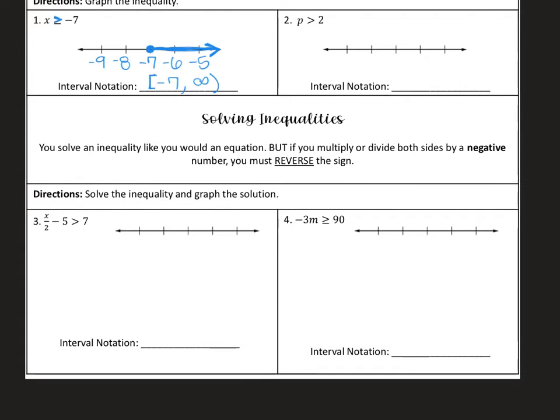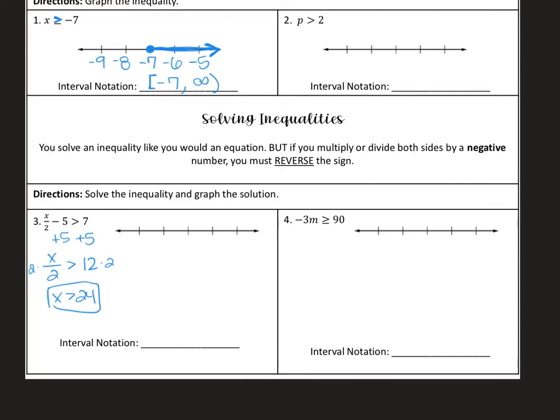So think about it as if it was just x over 2 minus 5 equals 7. Well, we're trying to solve for x. So we would move 5 over to the right by adding 5 to both sides. So we get x over 2, carry that inequality symbol down the whole time. So x over 2 has to be greater than 12. And then to isolate x there, we would multiply both sides by 2. So x is greater than 24.